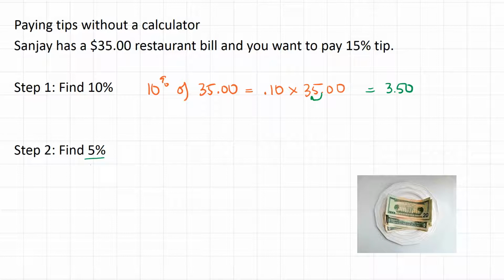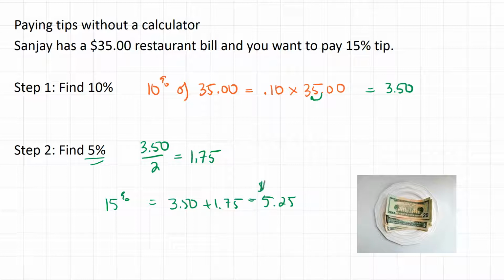Now 5% is half of $3.50. So that's $1.75. So the total tip, 15% tip, is $3.50 plus $1.75, which works out to be $5.25. Easy peasy, even without a calculator.